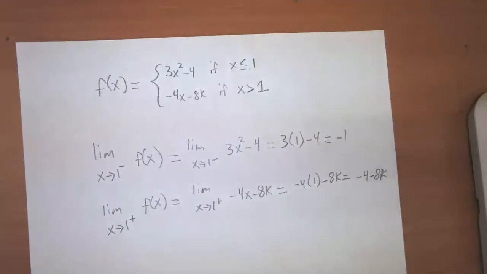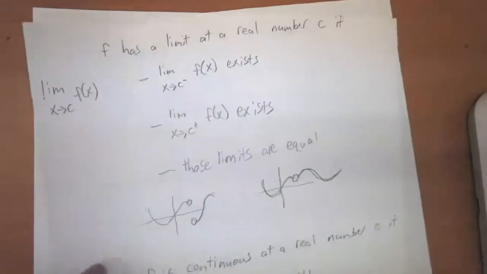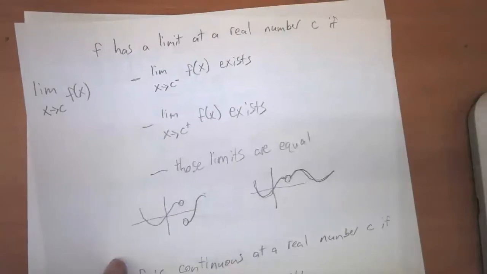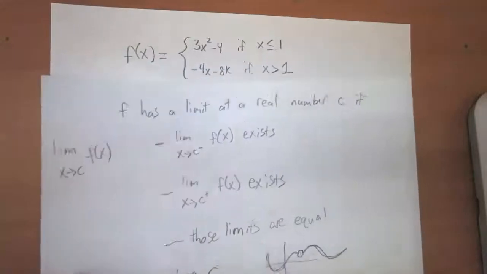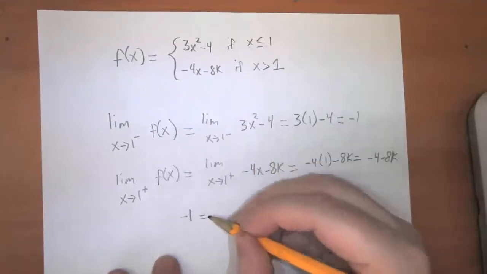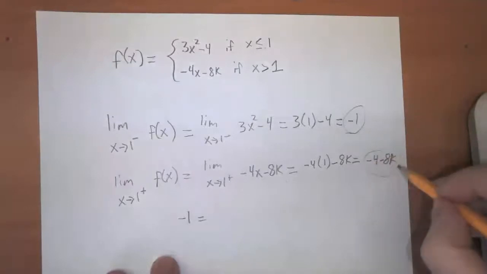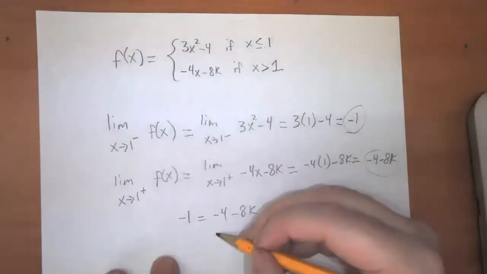Since we know that we want to choose a value of k that makes this function continuous at 1, what can we do with all of this information that's going to let us answer that question? Well, remember, in order for f to be continuous at 1, the limit at 1 has to exist. And in order for the limit at 1 to exist, the left and right hand limits have to be equal to each other. So we can just say the value of k that's going to make this true satisfies negative 1 is equal to negative 4 minus 8k.